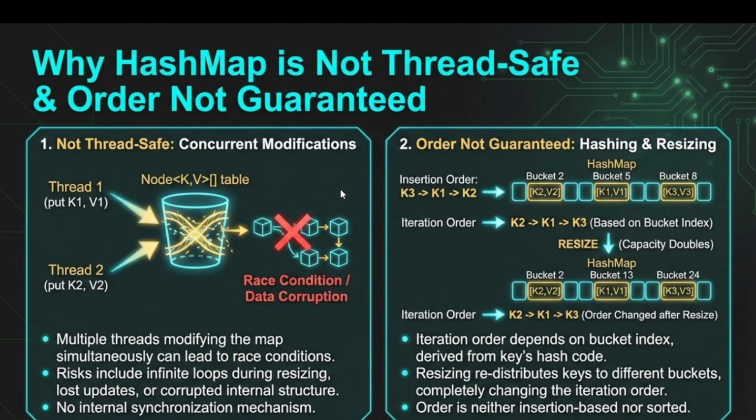Why is it not thread safe, and why is order not guaranteed? If we have two threads operating on the same node, a race condition or data corruption will happen. Multiple threads modifying the map simultaneously can lead to a race condition. Definitely, it will lead to a race condition. Risks include an infinite loop during resizing, lost updates, or a corrupted internal structure. There is no internal synchronization mechanism, and order is not guaranteed.